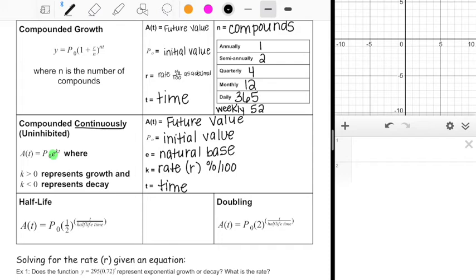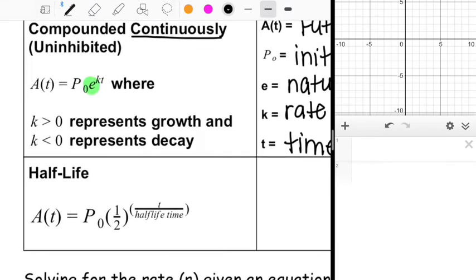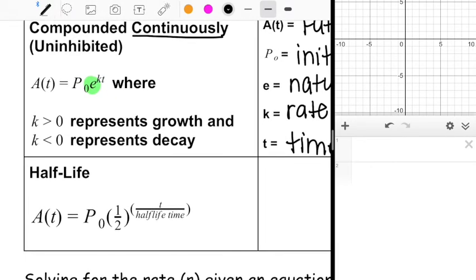Now, the other two options are more specific, but it's kind of a combination between growth and decay and compound. So we have what we call half-life and we have what we call doubling. With the half-life, it's still set up the same way. I still have my future value, I have my initial value, but my base is always going to be 1/2. Why? Because it's a half-life. A half-life means how long is it going to take for it to cut in half. So your base is always going to be 1/2.